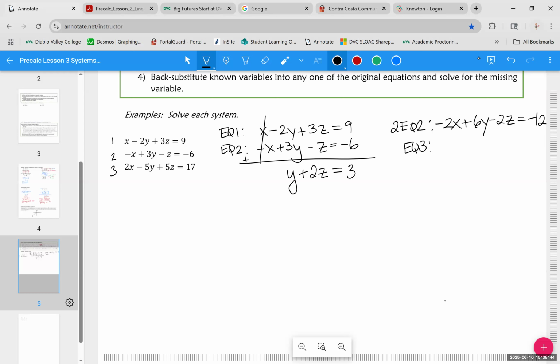I'm going to double check that calculation real fast because I don't want to make those silly mistakes. So multiplying by 2 would be negative 2, positive 6, negative 2, negative 12. All right, I'm in good shape. Then I'm just going to recopy equation 3 carefully. 2x minus 5y plus 5z is 17, and add them together.